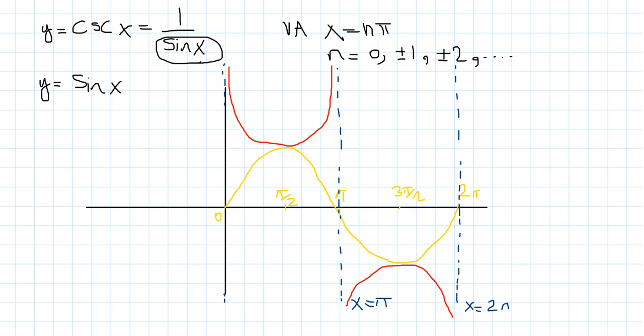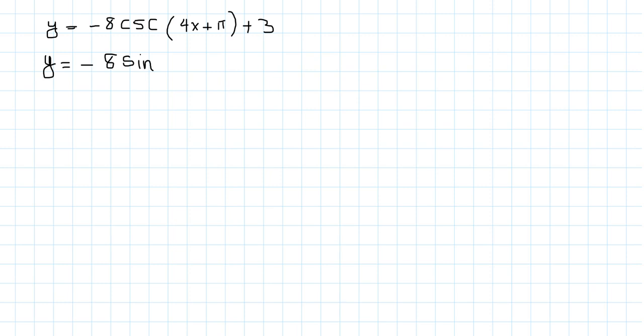Now I have another example. Suppose that y equals minus 8 cosecant of 4x plus pi, plus 3. Okay, easily I should draw this graph. It is like y equals minus 8 sine of 4x plus pi, plus 3. And you know how to draw this graph.